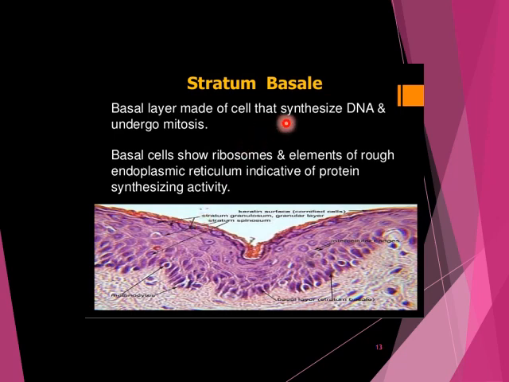These cells synthesize DNA and undergo mitosis. The basal cell layer shows ribosomes and elements of rough endoplasmic reticulum, indicative of protein synthesizing activity. Under the electron microscope, these cells show in the cytoplasm elements such as rough endoplasmic reticulum and ribosomes, which means the cell produces protein.